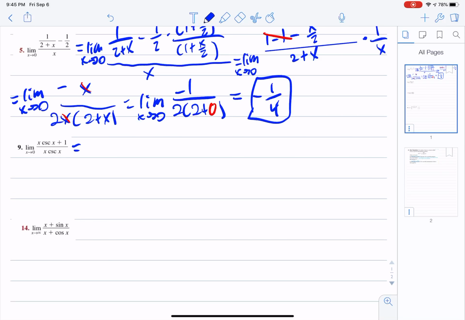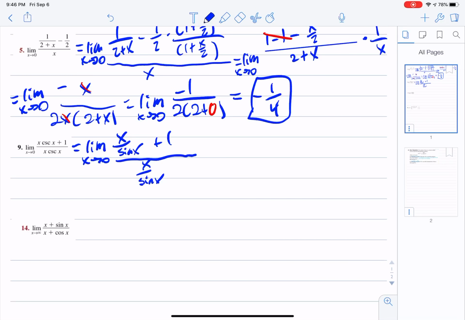Okay, now this is question 2. It's the limit as x goes to 0 of x times cosecant x plus 1 over x times cosecant x. So we can rewrite cosecant x as 1 over sine x and make this the limit as x goes to 0 of x over sine x plus 1 over x sine x.